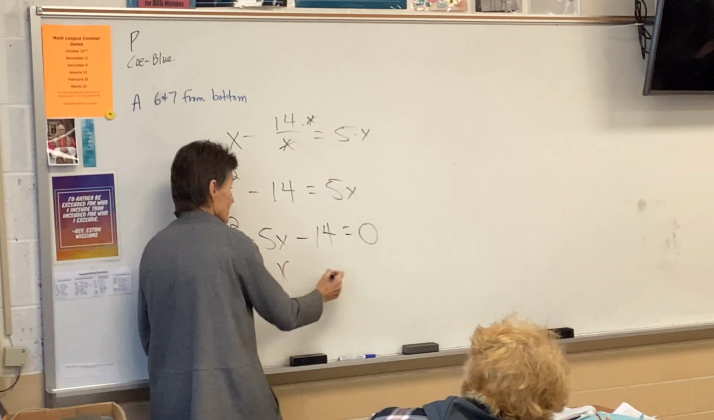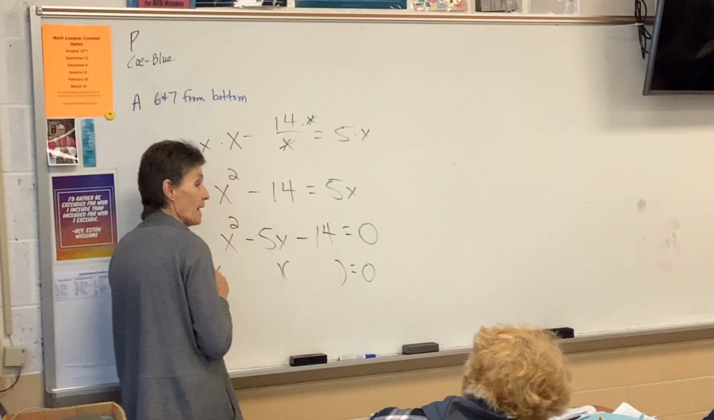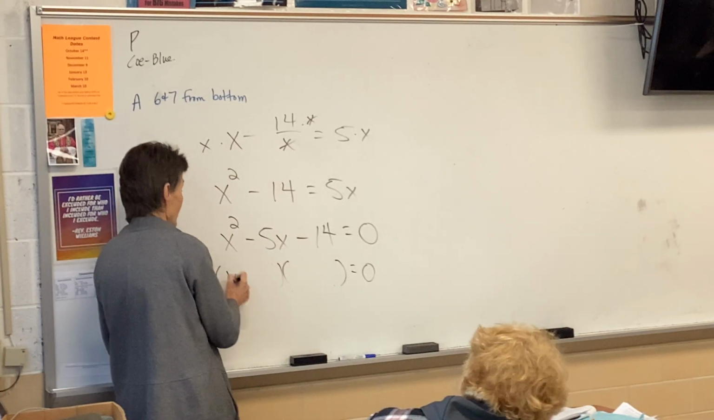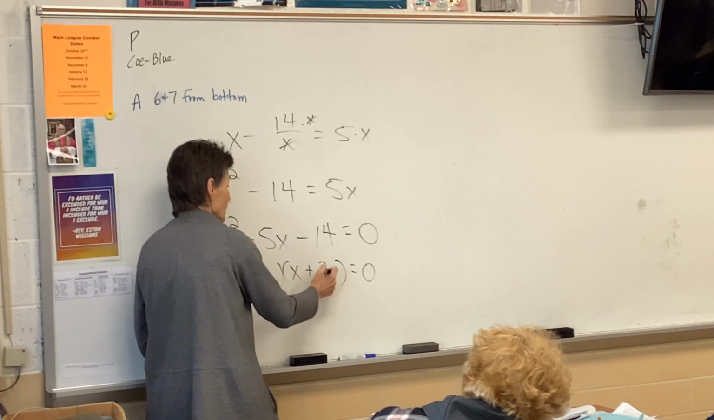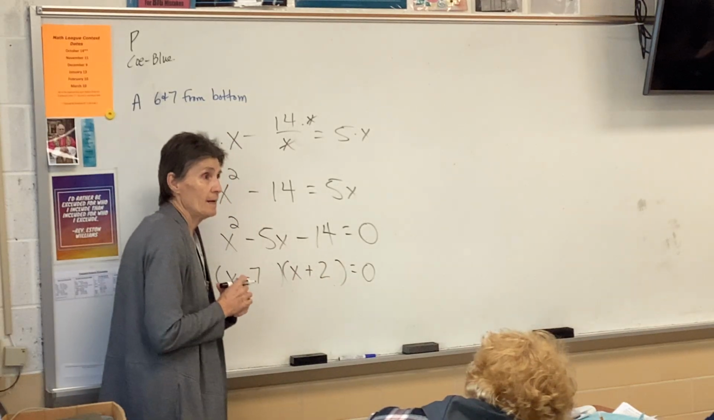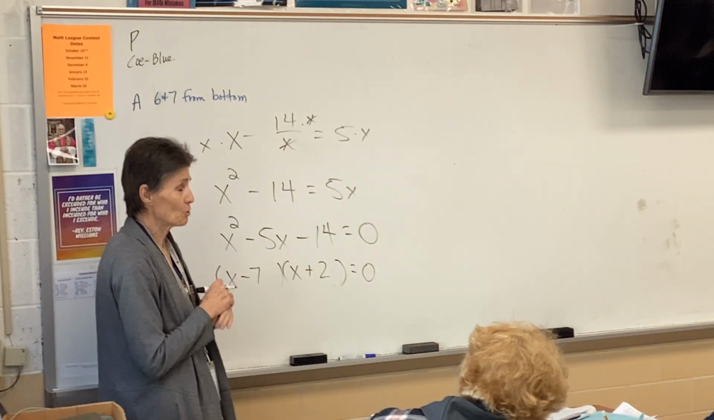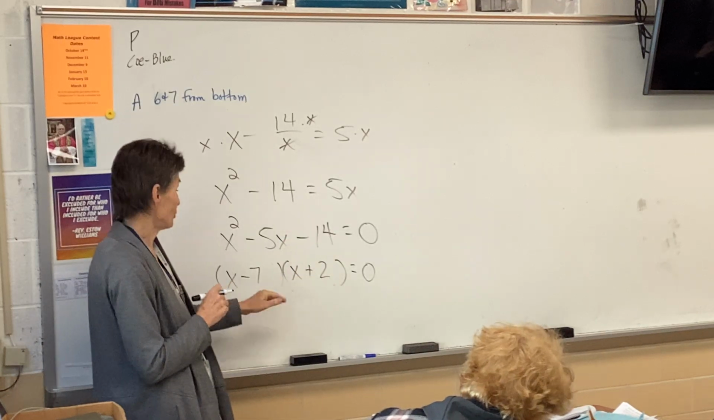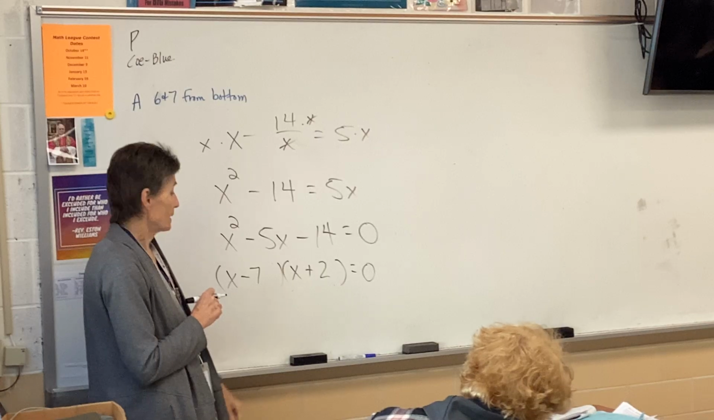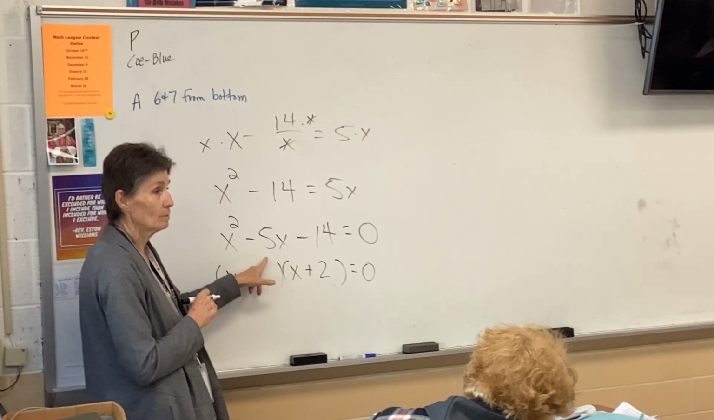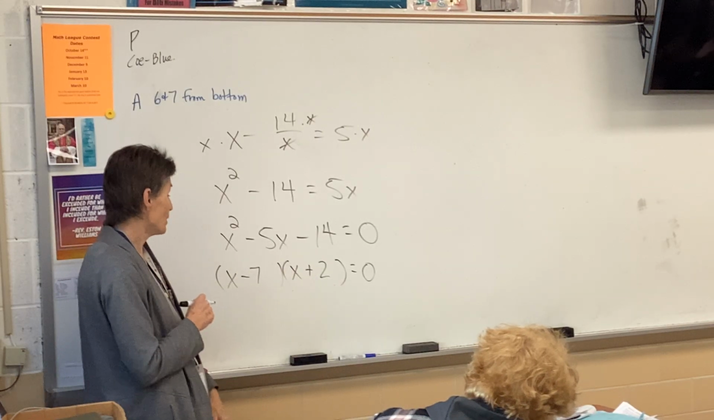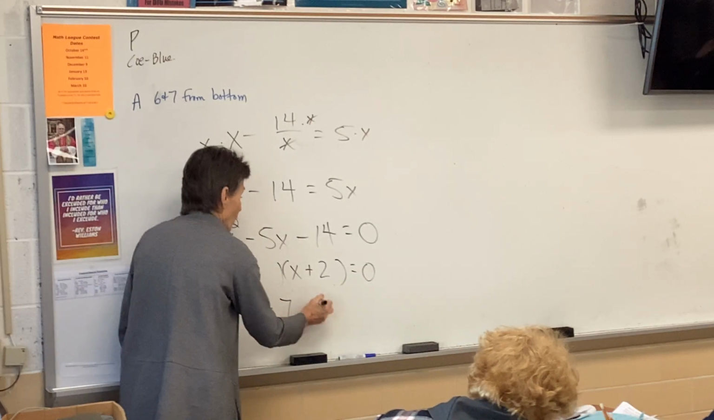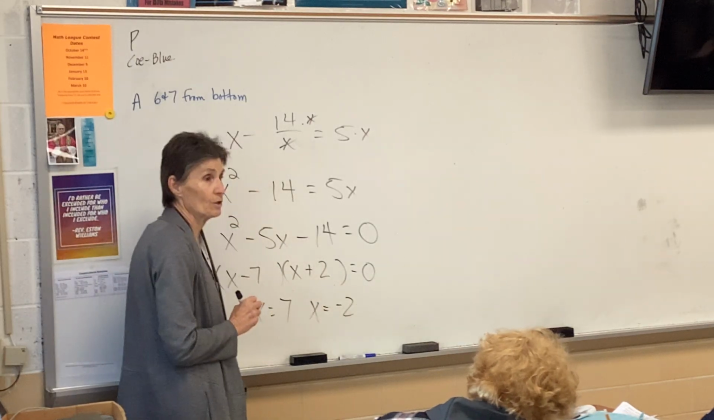You're going to factor this guy. And how is he going to factor? Negative 7 plus 2: x minus 7, x plus 2. And some of you are super good at it, as you all should be. That's wonderful. 14 is 7 times 2. Negative 7, positive 2. That's how you get it. So what are my answers? X equals 7 or x equals negative 2.